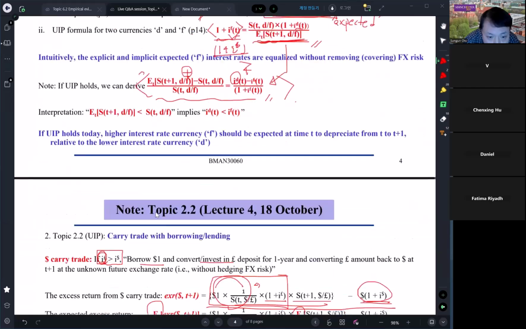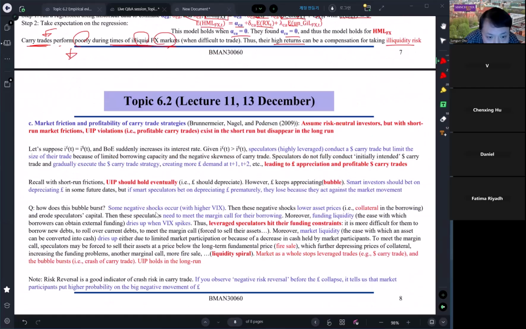I will just briefly provide you an overview about this paper. The summary is here. This is a theory paper. So they assume risk neutral investors. By definition, there will be no risk premium. So they are able to generate the profitability of carry trade even with these assumptions. That's very important. In previous papers, we all interpret the profitability of carry trade as a risk premium, which means investors are not risk neutral, right?